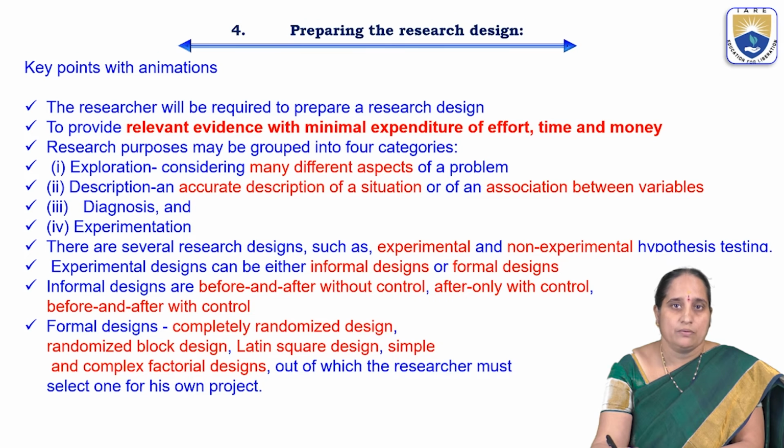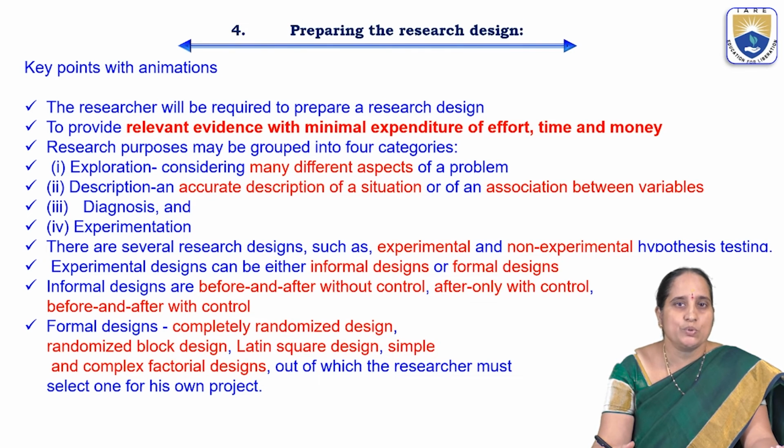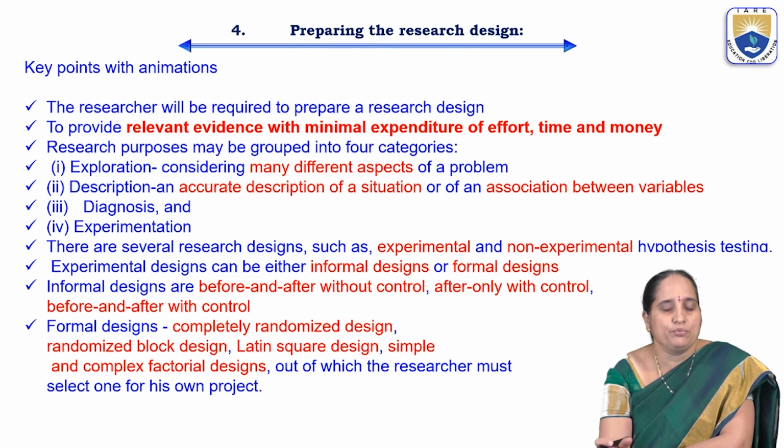from the first step, that is the problem statement. Based on that, what is the next step? We have to think about how to collect the various literature sources. Everything needs a plan, because it helps to provide relevant evidence with minimal expenditure. We should not invest more funds. At the same time, it is a very valuable factor for everyone. All these things we consider. For that reason, we have to prepare a research design. The purposes may be grouped into four categories. The first one is exploration.